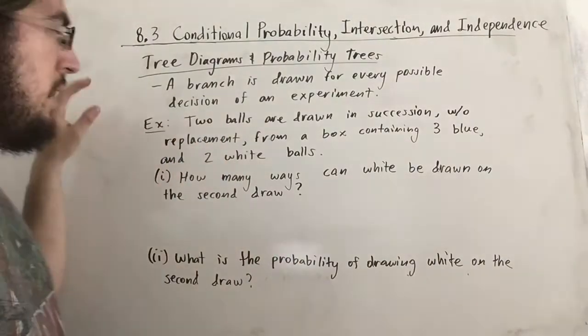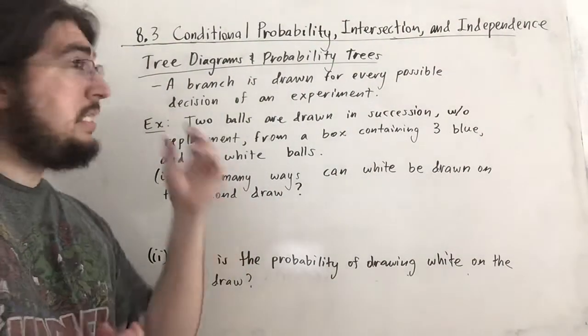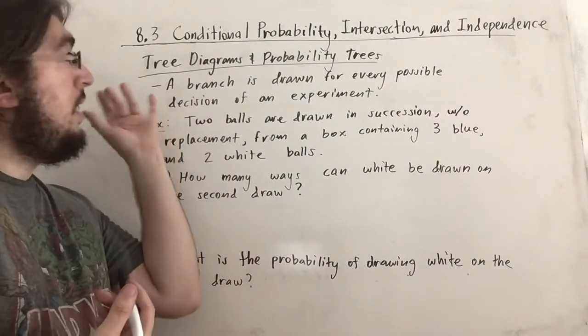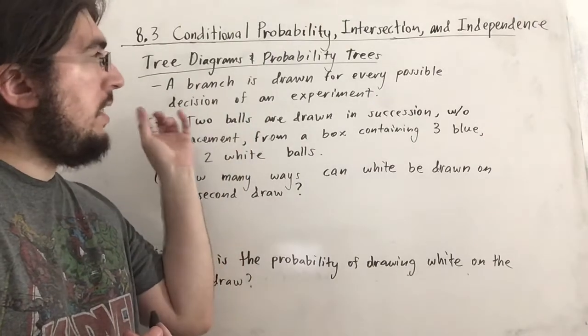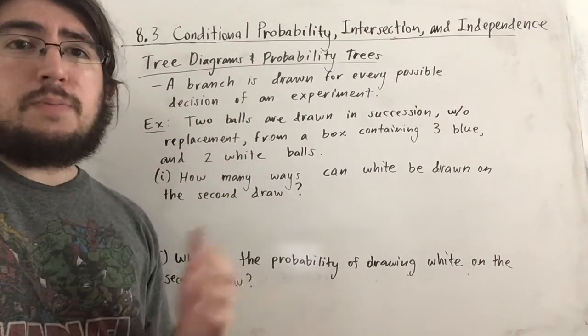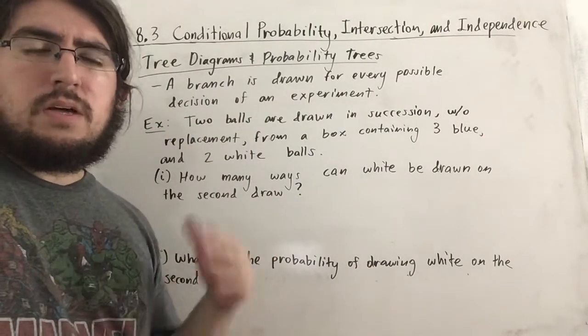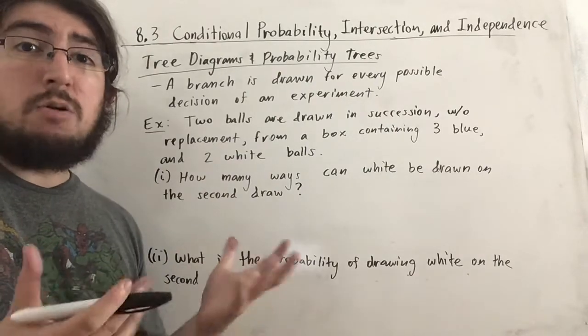And here I describe a little bit of what the tree diagram really is, or at least the setup anyways. Here I say a branch is drawn for every possible decision for a given experiment. Now we're just going to dive into an example and then we'll actually see how it's used.